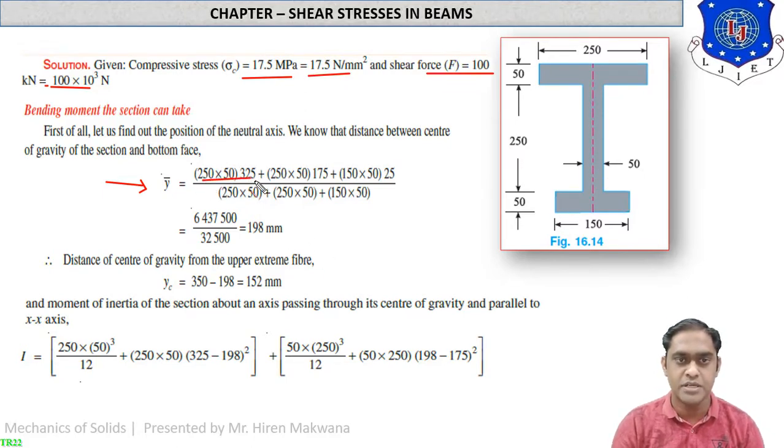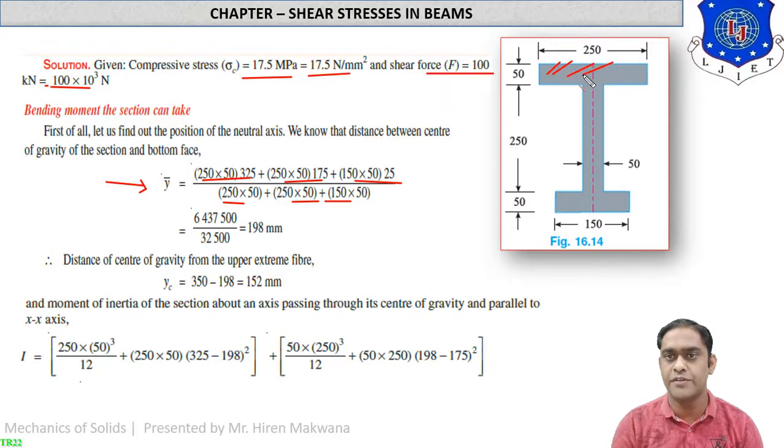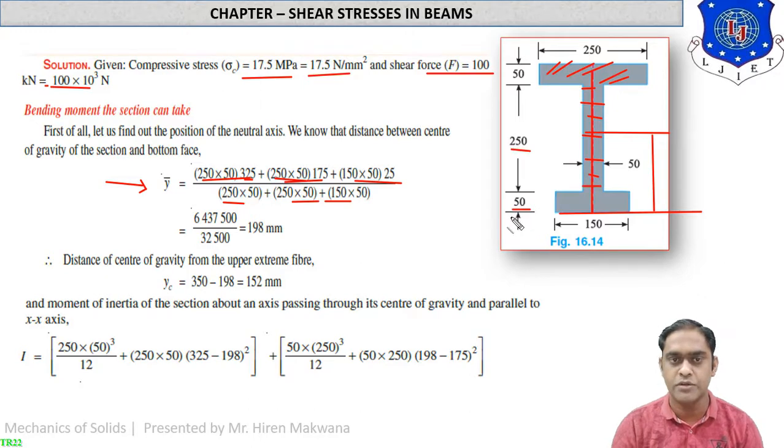So A1Y1 plus A2Y2 plus A3Y3 upon A1 plus A2 plus A3. So what is A1? The first rectangle gives the area of 250 into 50. From the bottom itself, the CG of this first part is 25 plus 250 plus 50. So the answer is 325, you can see in the equation. For the second rectangle, this vertical rectangle, the area will be 250 into 50, which is written in the bracket. The center of gravity for this part, from the midpoint to the bottom, is half of 250 plus 50. So 125 plus 50 is 175 written over here.